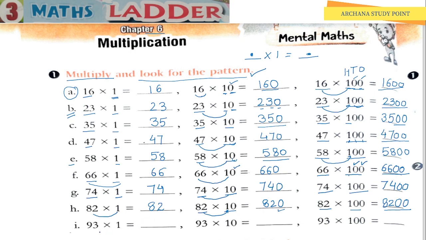82, and then I will put 2 zeros towards the end, so the answer will be 8200. 93 multiplied by 1 will give me, yes, it will give me 93. Now 93 multiplied by 10 will give me, yes, I heard somebody telling me the answer. It is 930. Now if I multiply 93 with 100, the answer will be 9300. Very good.